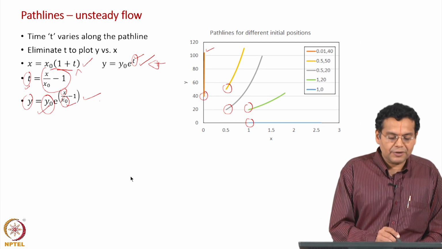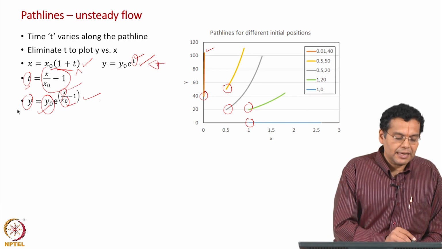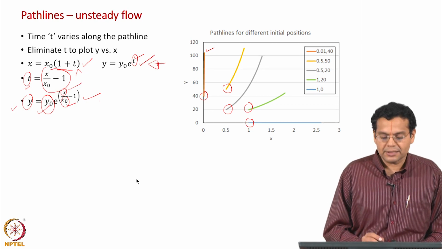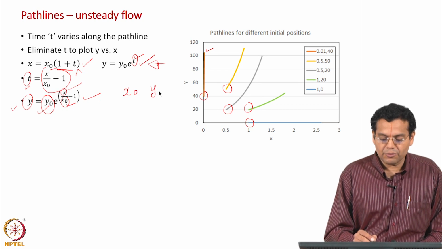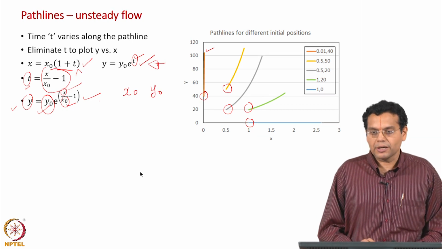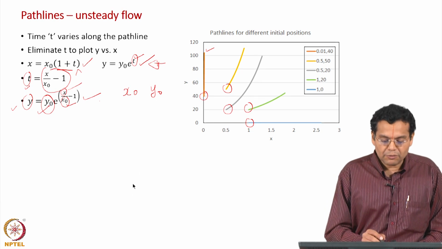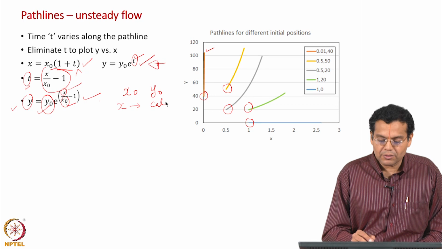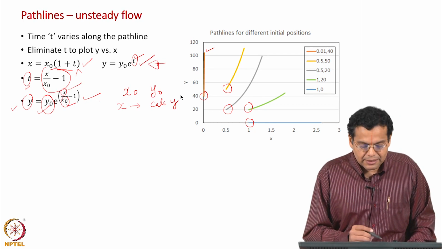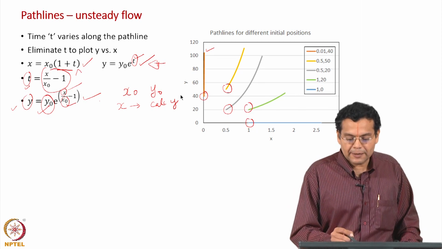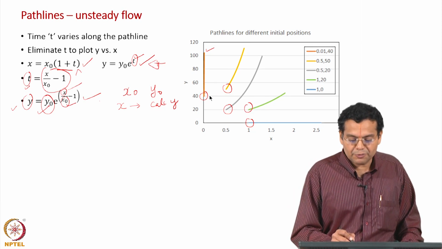Then it is a matter of taking different x values and calculating y values. I will just repeat, I know the value of x naught and y naught, in this particular case 0.01 and 40. Then I vary x and calculate y using this equation. Such plots are shown here for the initial position of 0.01, 40.